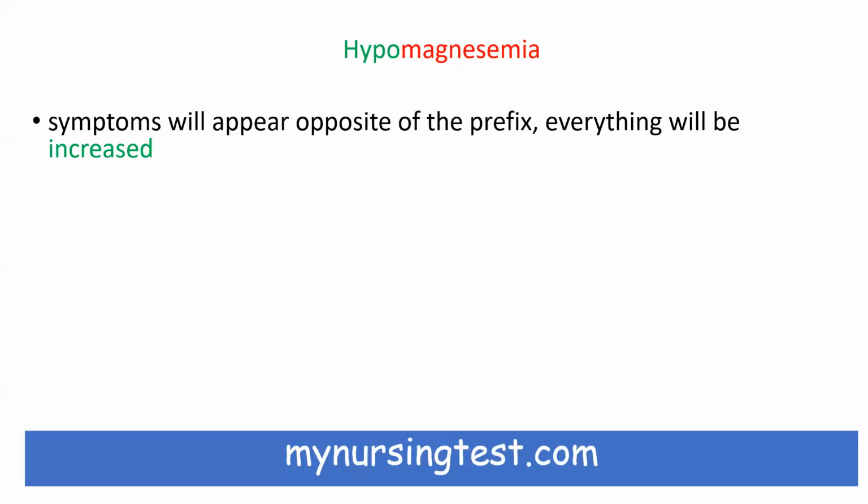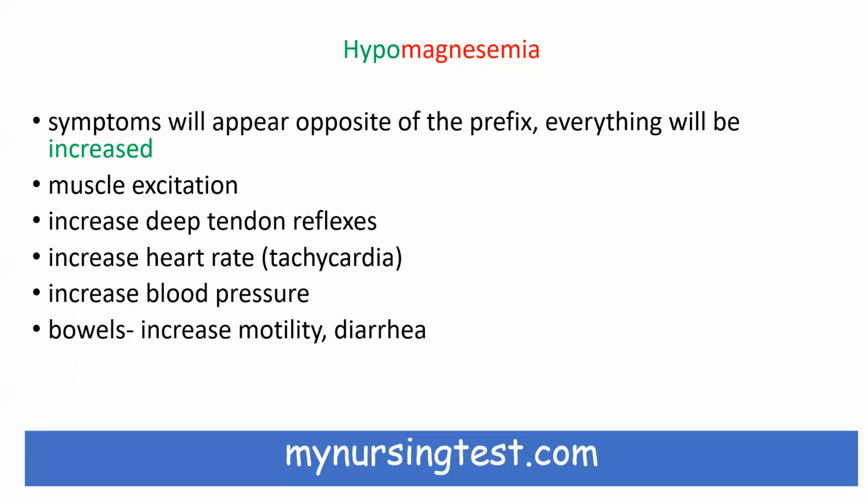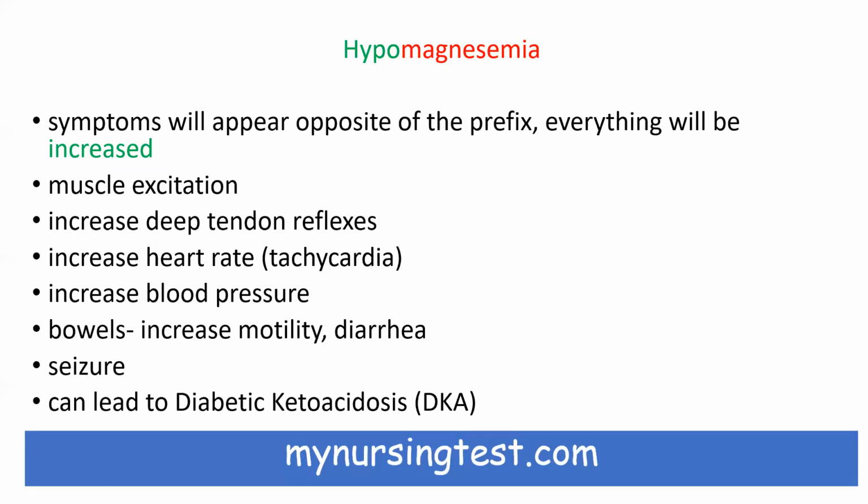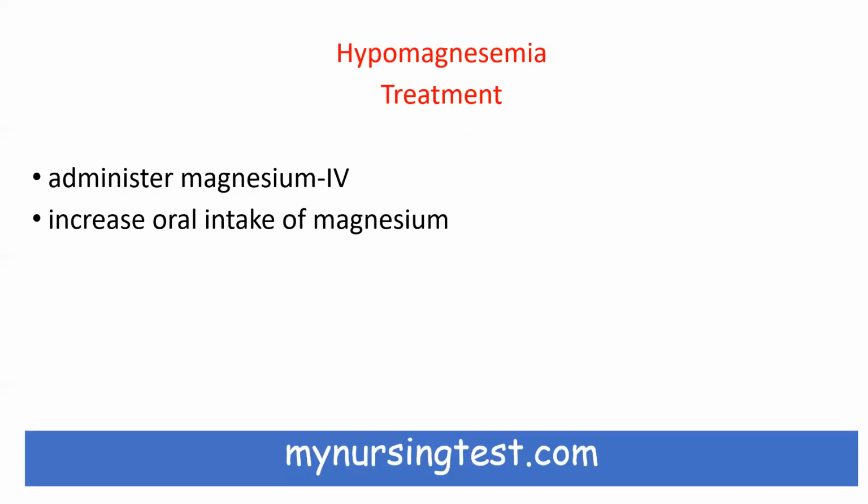With hypomag, the symptoms will appear opposite of the prefix. So with hypo, it's going to be the opposite. So everything is going to be increased, right? So instead of muscle relaxation, we will have muscle excitation, and everything will be increased, right? So for the treatment, we're going to give magnesium via IV, intravenously, or the person can increase their oral intake of magnesium. We also have magnesium that comes in pill form, in tablet form, okay?